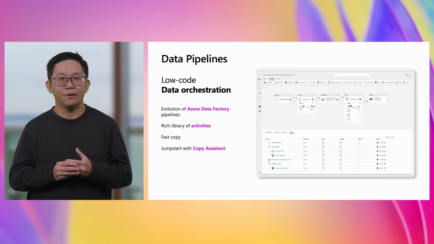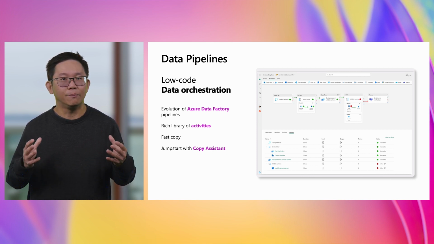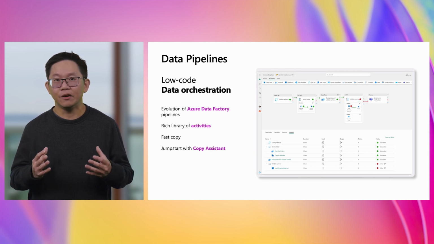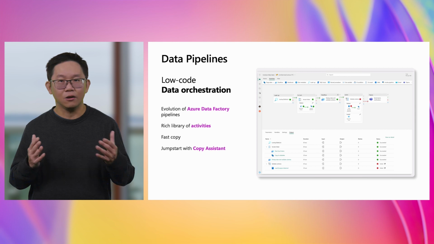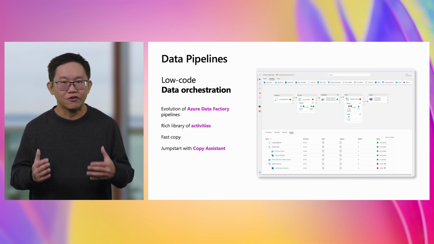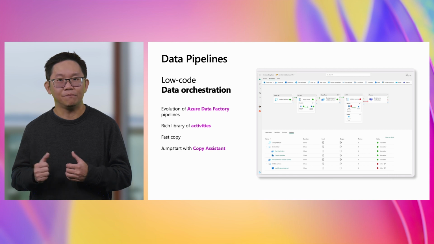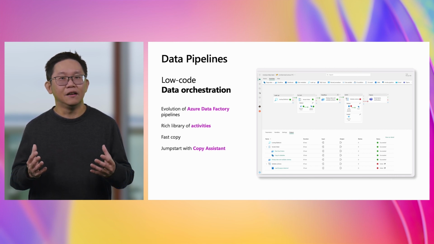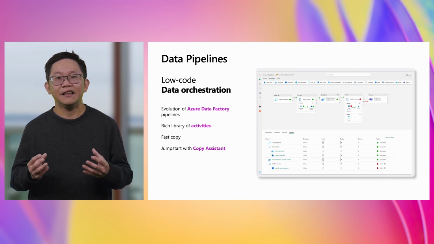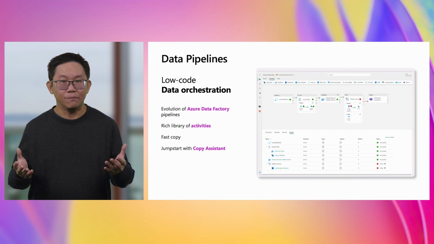Data pipelines in Fabric is an evolution of Azure Data Factory pipelines. Out of the box, you have access to a rich library of activities, whether you're ingesting data into the lake with fast copy capabilities or orchestrating the execution of notebooks, stored procedures, and more. To help you get started, you can use the copy assistant to get started quickly with copying data from your favorite data sources to the data destination, for example, the data warehouse.